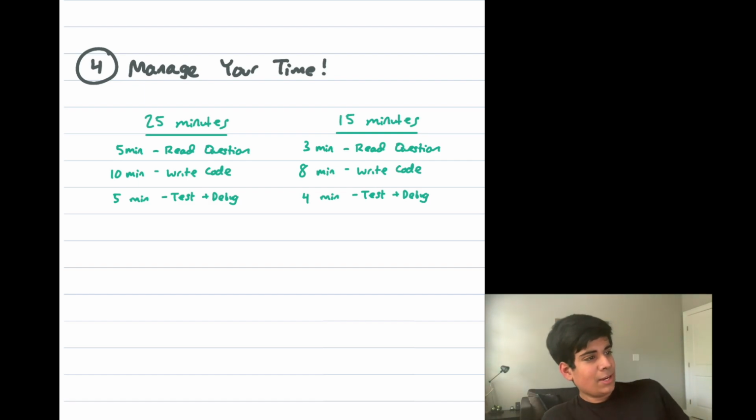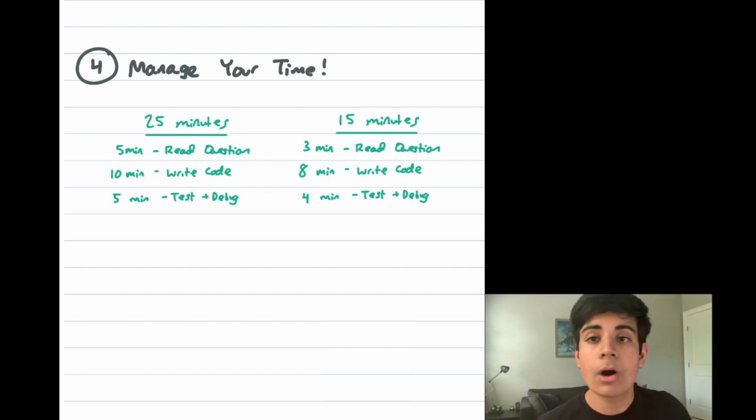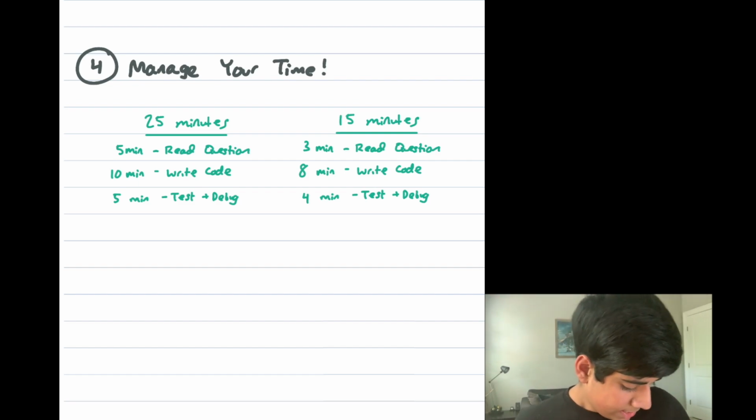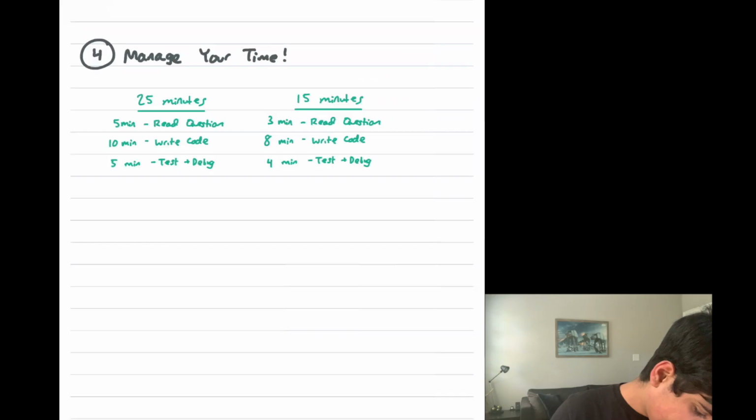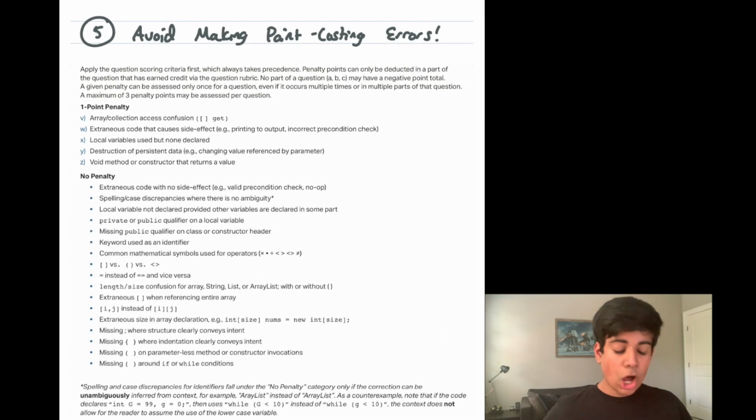And then for the 15-minute one, this is another, again, read the question, write code, and test and debug. You want to give yourself enough time to do all of those things. Now, the fifth tip I have for you is going to be avoid making point costing errors.